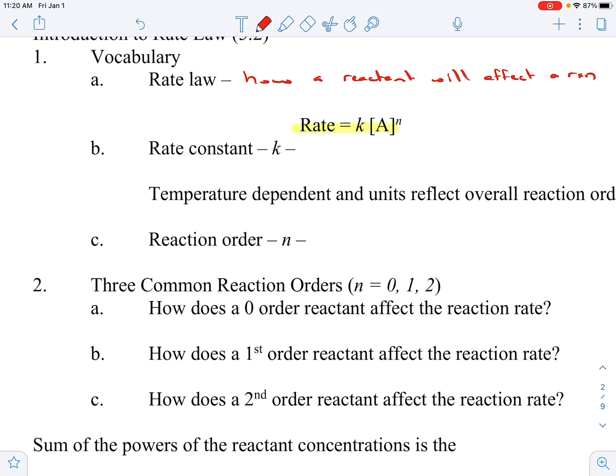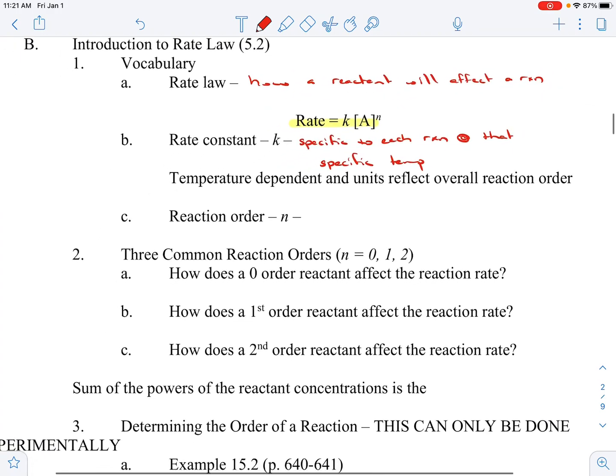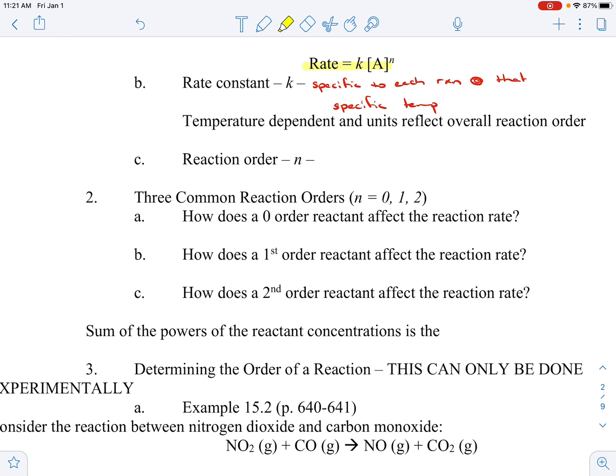Now, this is specific to each reaction and at that specific temperature. So it's got to be at a certain temperature for it to be constant. But those are the constants. So it's for the reaction and at its temperature. And our units reflect the overall reaction order. Our units are going to reflect our overall reaction order, and that kind of tells the person reading the rate law what order we have of the reaction.